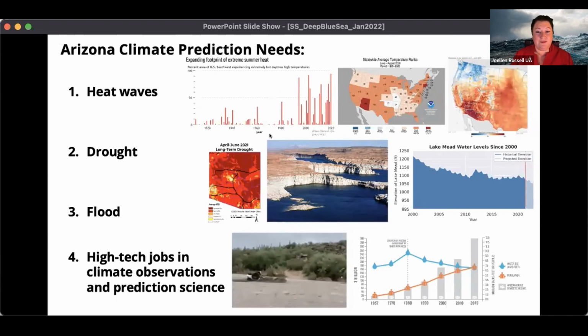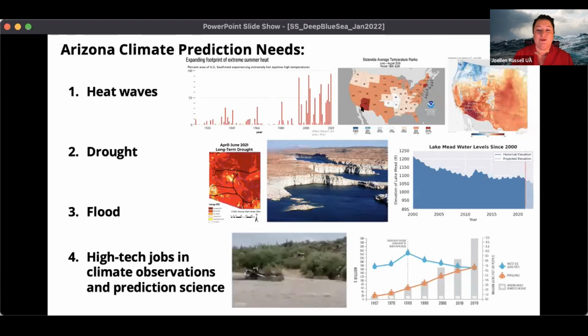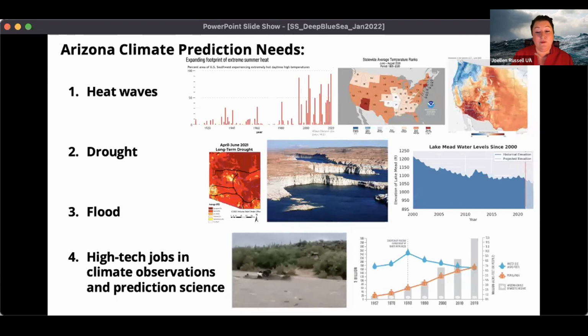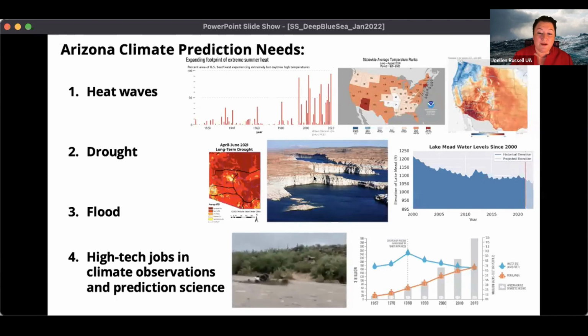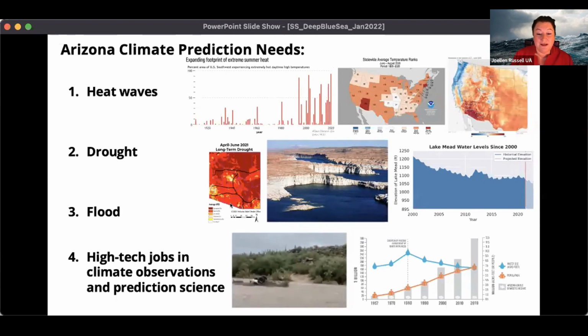These are extreme summer heat. You can see it going up. The biggest growth in summer temperatures is right here in Arizona. You can see how many more days of heat we have, how much our Lake Mead water levels are dropping. Notice the bathtub rings out here. And this is our long-term drought index.